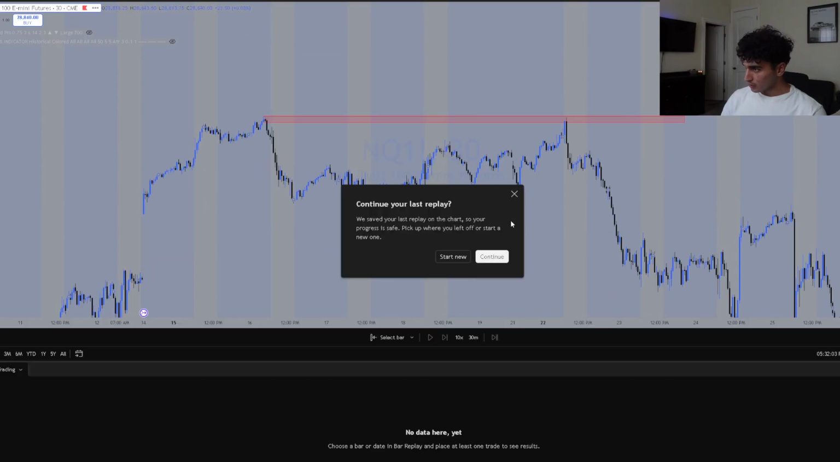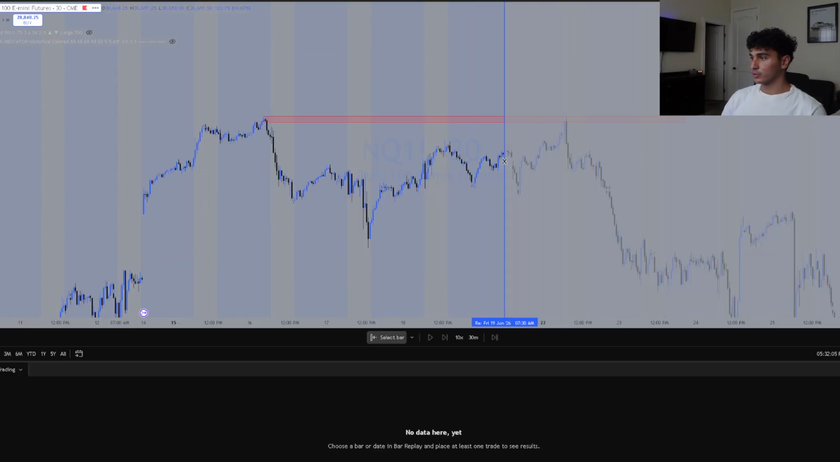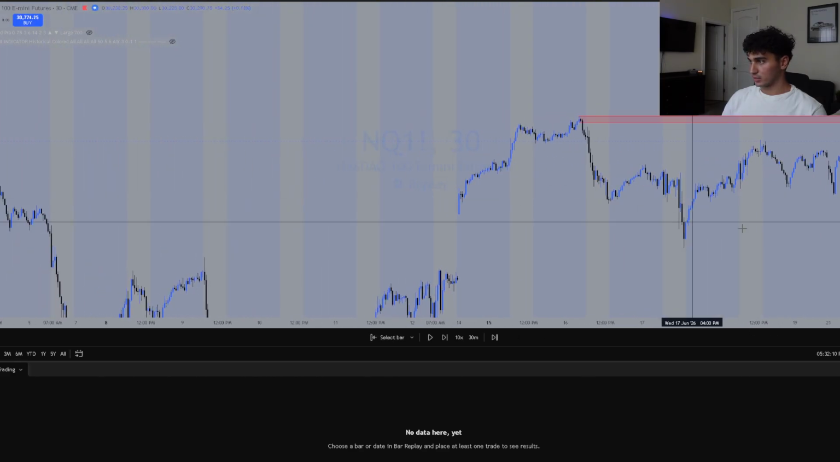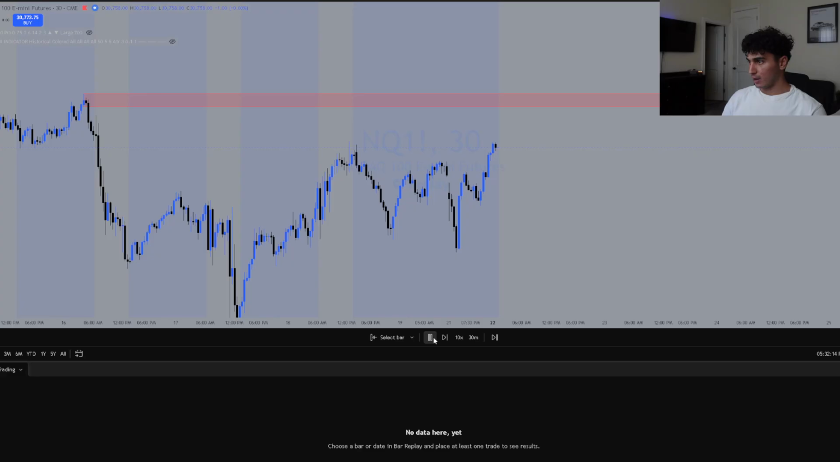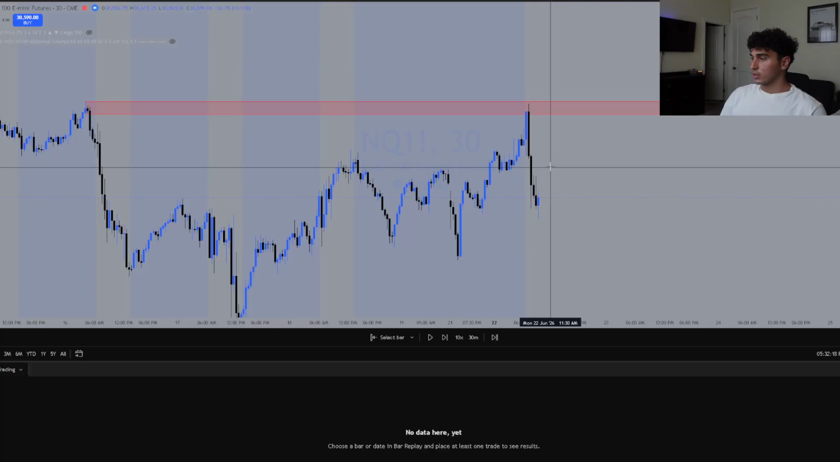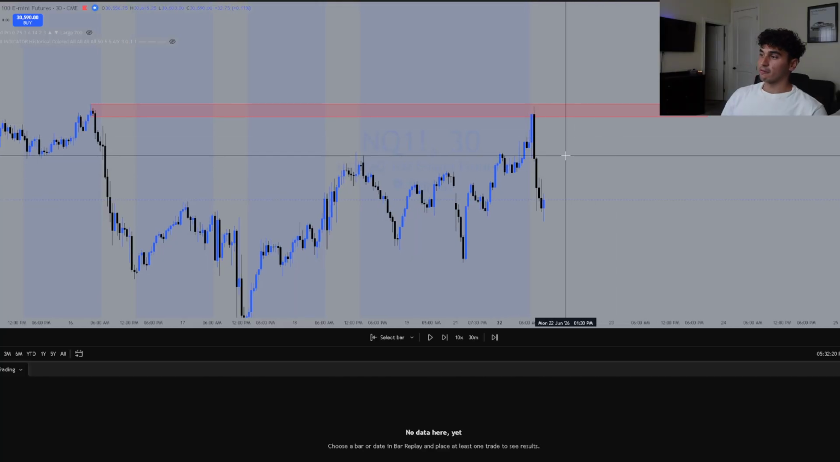So if we were to go into replay mode, for example, and mark out this supply zone, we would let that play out. Price then taps into our supply zone, and you can obviously start to see really good signs of selling pressure being inputted from that initial supply zone.